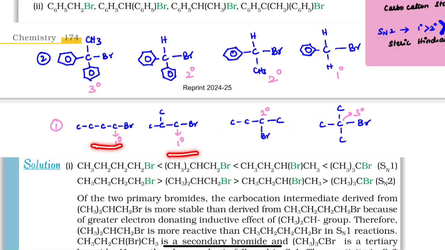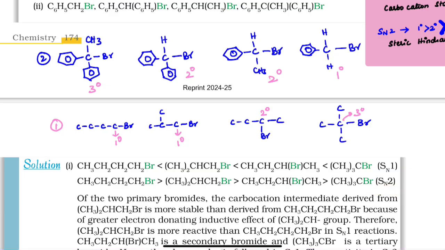In these two we are going to compare. Both are primary carbon atoms. But here you can see, since there is a branch over here, the inductive effect will be more here. Because of more inductive effect, the stability of carbocation also will be more. Therefore, this will show more rate of reaction for SN1 compared to this. So this is 1, this is 2, this is 3, and this is 4. So that is what the order is here. You can check. Next we will check for SN2.